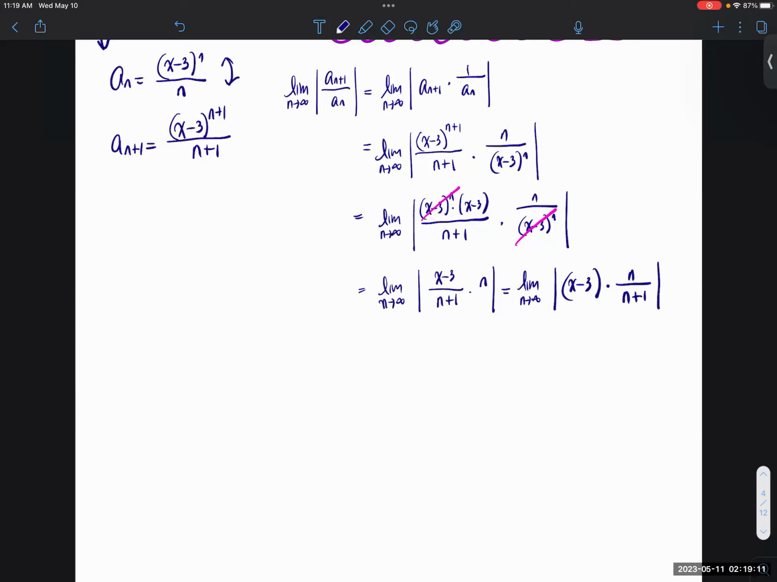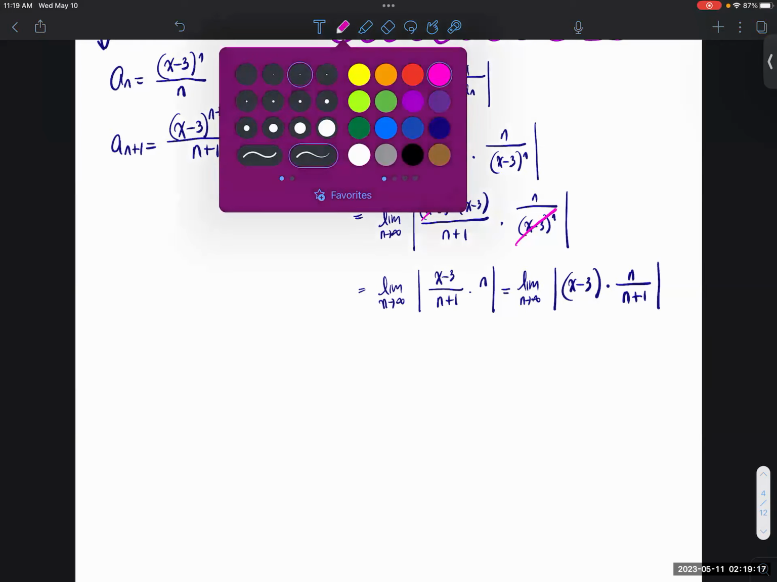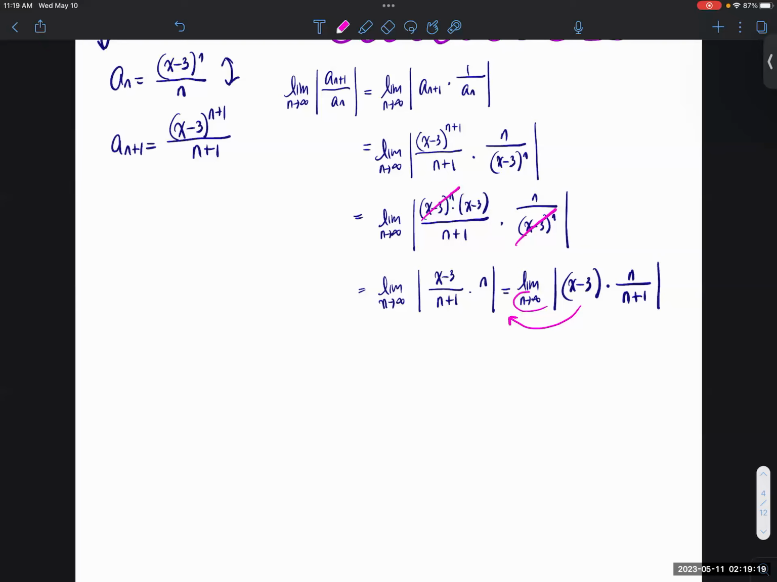So what I'm going to do, the x minus 3 is kind of like a constant. I can bring this one to the front because n is approaching infinity. So you can solve the x minus 3 limit. We have n over n plus 1.